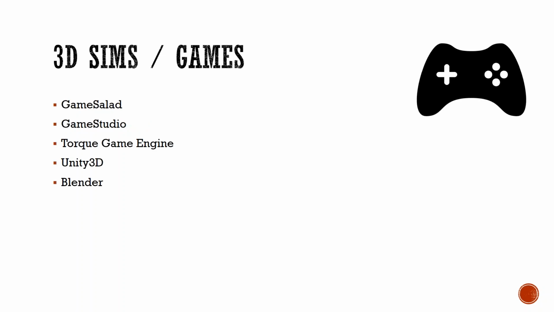So another type of category, as I alluded to earlier, would be Unity 3D or Game Studio, Game Salad. Those of you that have been doing e-learning for a while may have heard of Torque Game Engine about 10 years ago. Then, of course, open source versions of that would be Blender, which is an open source 3D software suite that allows you to create games and sims as well as 3D modeling and such.